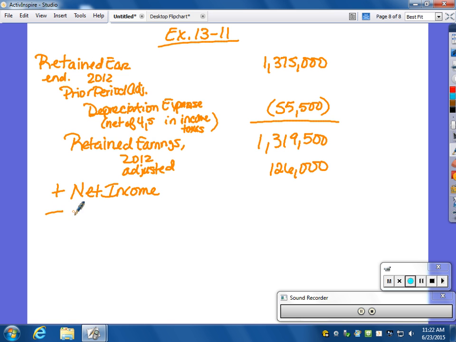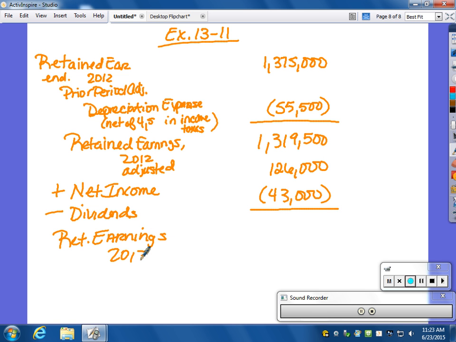And what else do you need to do? Less cash dividends declared. How much were dividends? 43,000. So that means the retained earnings amount for 2013 is how much? $1,319,500 plus 126,000 minus 43,000. 1,402,500. Good.